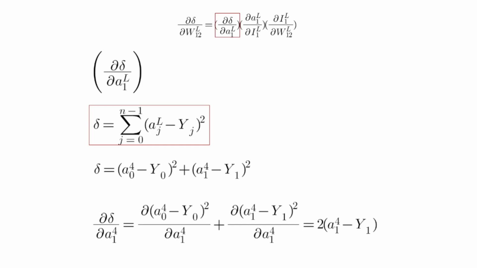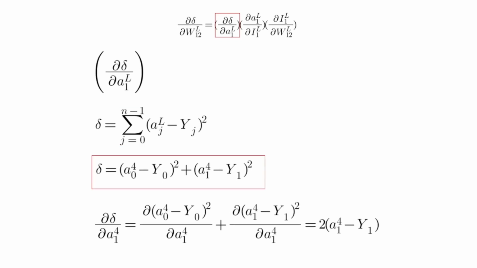Now to compute this derivative, we'll take a look at each term of this equation, starting with the derivative of the loss with respect to the output of node 1 in layer L. We know that the loss for our network is equal to the summation of j from 0 to n minus 1 of the activation output of node j in the last layer minus the desired output of node j, squared. Now expanding this summation for our network, we would get the activation output of node 0 in layer L minus the desired output of that node squared, plus the activation output of node 1 minus the desired value squared.